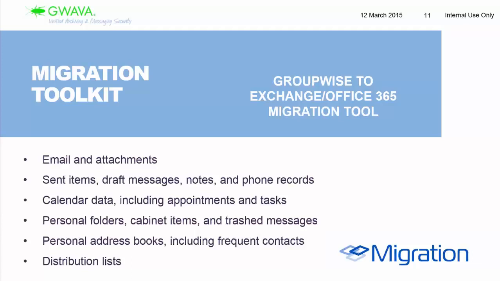So that's something that's nice, that you have a report that you can run to make sure that the migration was successful. And as you can see on the screen here, here are some of the things that can be migrated. You can migrate email and attachments. You can migrate sent items, draft messages, notes, and phone records. You can migrate calendar data, which includes appointments and tasks, personal folders, cabinet items, and trash messages. You can migrate personal address books, including frequent contacts and distribution lists. Those are all things that can be migrated from GroupWise to Exchange or Office 365 using this toolkit.